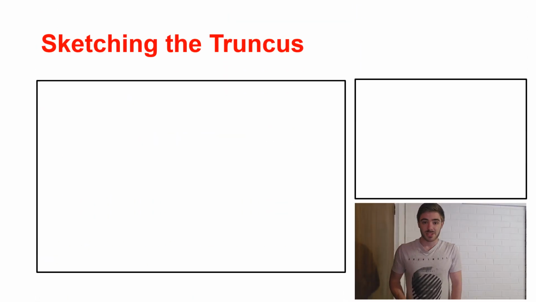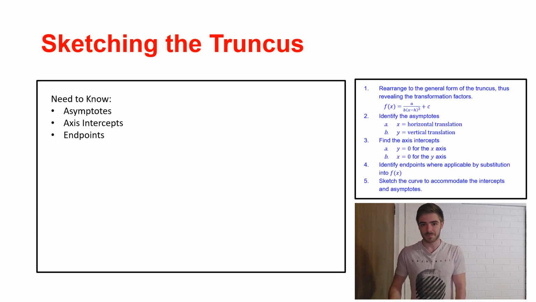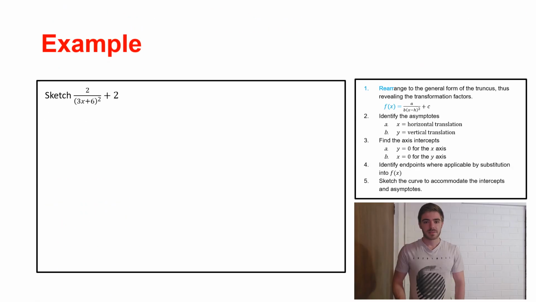So, when it comes to sketching the truncus by hand, there's only 3 things you need to know. The asymptotes, the axis intercepts, and the endpoints. We use the following framework to help us with that. Let's check an example. To start with, we want to make sure that we're starting with the general form of the truncus, because that'll make identifying all of the key features much easier.